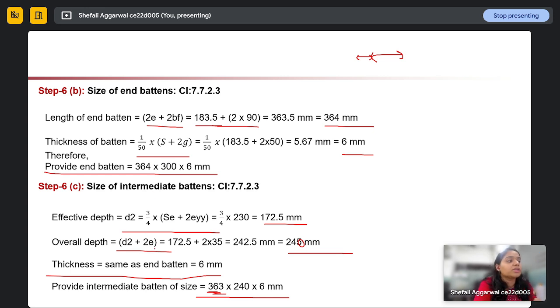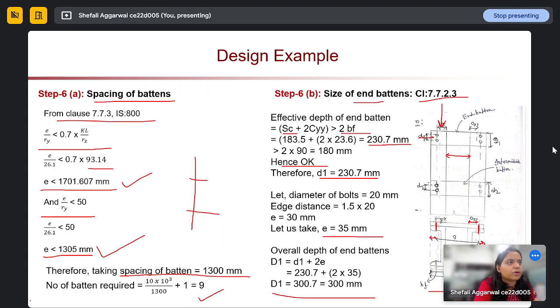Okay, the E formula value you are telling. From here we have calculated our E value. This is not the spacing given. In step 6B, yes, we have this calculated as maybe 35 mm. This is along the batten length, I guess.